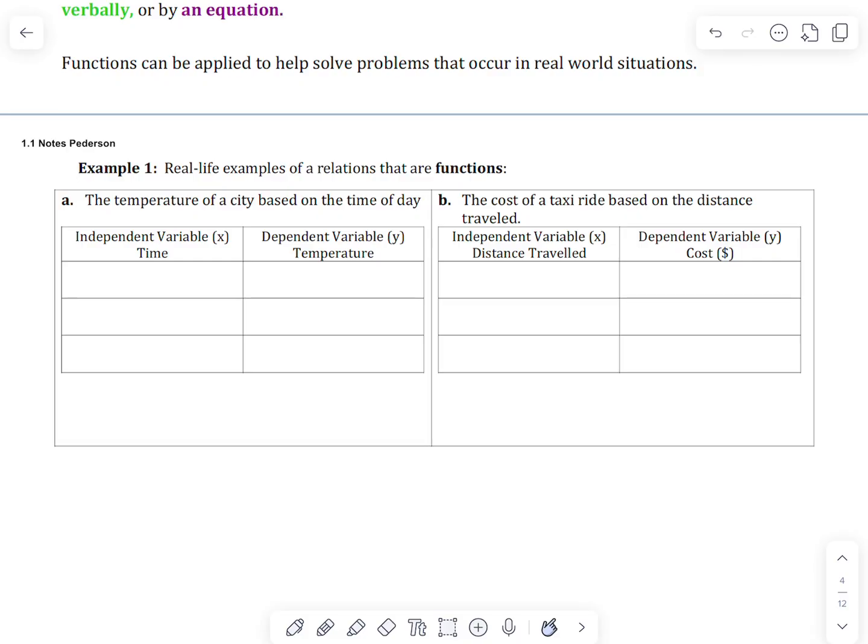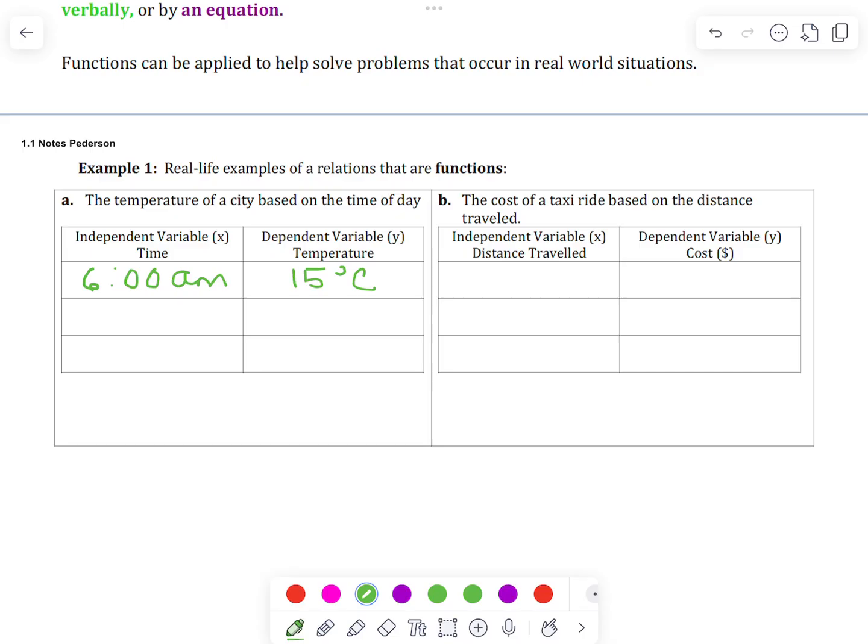Example 1, real life examples of relations that are functions. Example A, the temperature of a city based on the time of day. So we have a 2-column chart. We have the independent variable x, which is going to be the time. We have the dependent variable y, which is going to be the temperature. And we want to list out some appropriate domain values. So something like this. So at 6 a.m., the temperature will be 15 degrees Celsius.